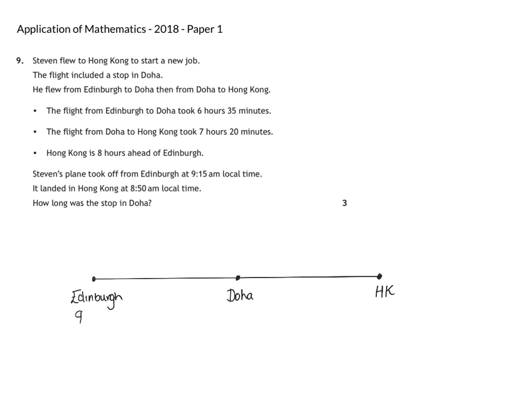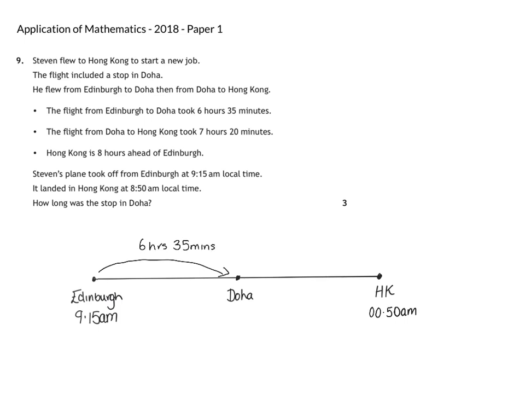So we know Edinburgh was at 9:15 a.m. We also know that Hong Kong local time was 8:50 a.m. but we need to work out what that is in terms of Edinburgh time. So we have 8:50 a.m. and because Hong Kong is 8 hours ahead, that means we've got to subtract those 8 hours, so we get 00:50 a.m.